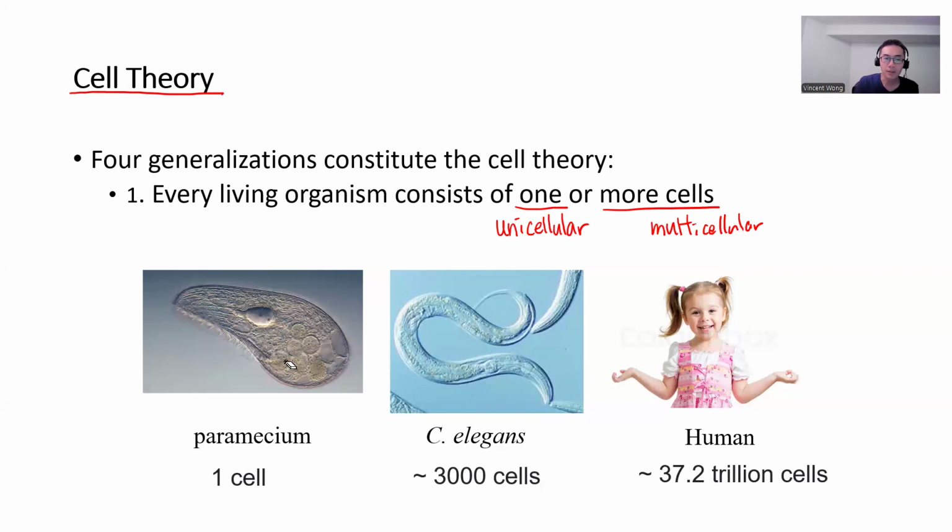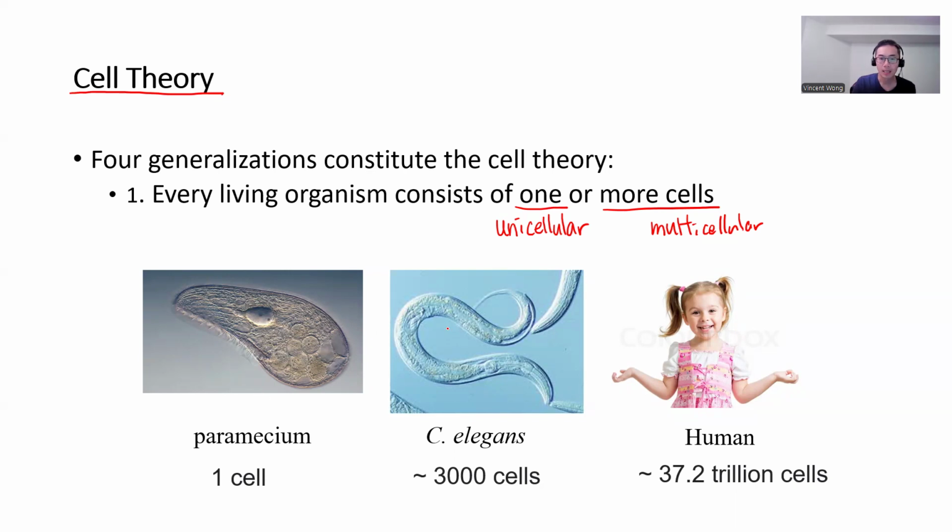So over here, we have something called the paramecium. It's in the same category as the amoeba that I showed you before. They tend to live in fresh water, and it's only 1 cell. Right? This entire thing is an organism, and it's just 1 cell.